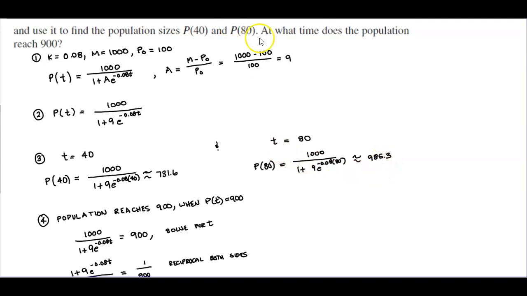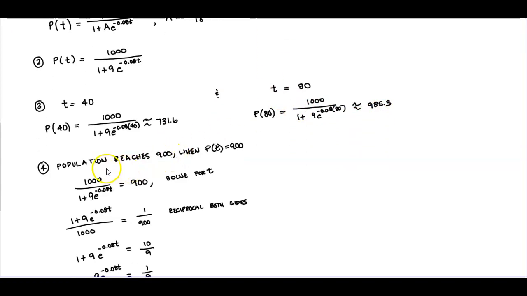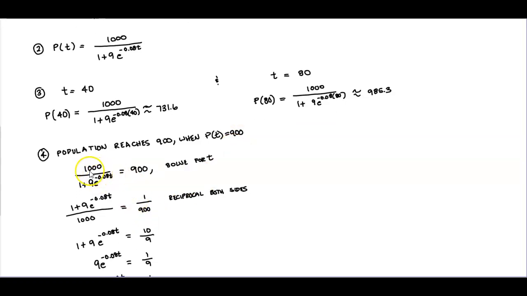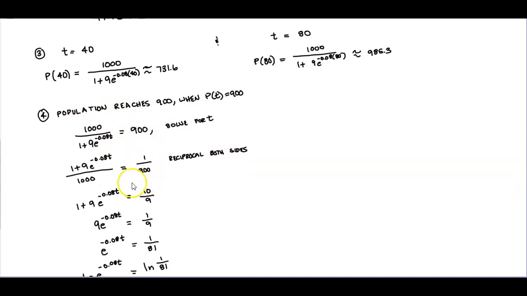And then step 4, which is the last part of the question, they're asking us when the population reaches 900. When p of t is equal to 900, we want to find out what the time t is. So we have our equation, which is 1,000 divided by 1 plus 9 e to the negative 0.08 t, and that's going to equal 900, because we want to know the time for when the population reaches 900. In order to solve, we can use some algebra.